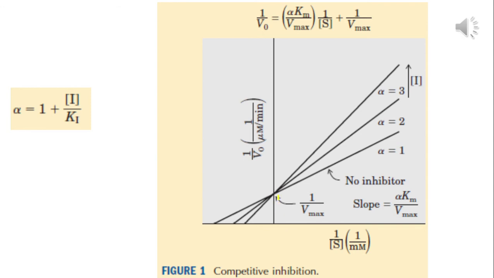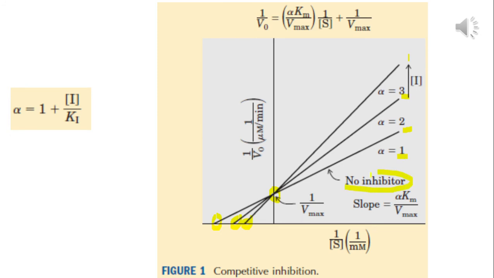There is a point called 1 by Vmax. Can you see it here? And can you identify where is minus 1 by Km? I hope you understood where is minus 1 by Km. And towards the right side, you can see alpha is equal to 1, alpha is equal to 2, alpha is equal to 3, etc. And an arrow mark is given upwards saying that the concentration of inhibitor is increasing. So these alpha values indicate, alpha 1 means no inhibitor is present.